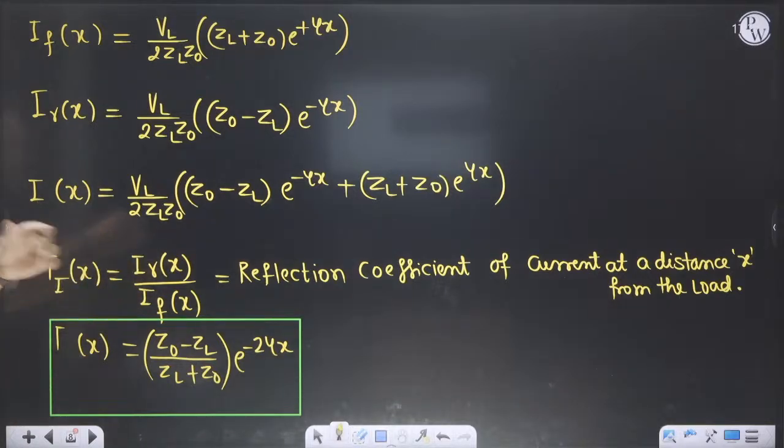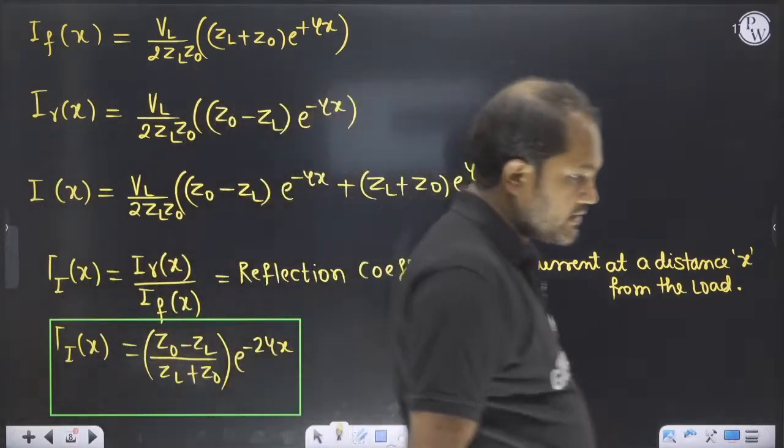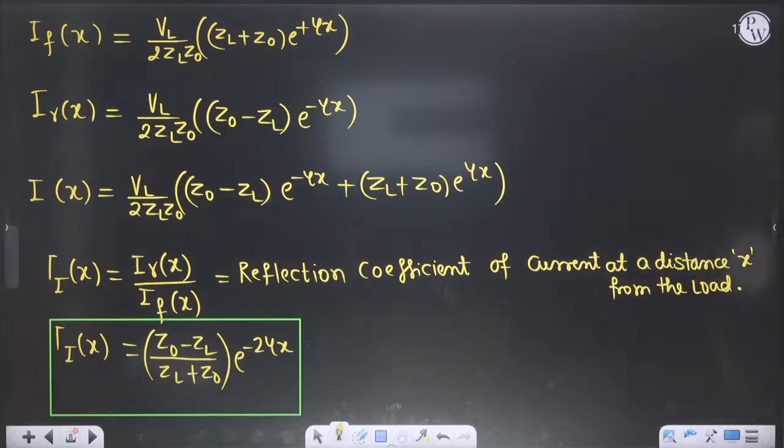So this reflection coefficient of current is IRX upon IFX, and it will be Z0 minus ZL upon Z0 plus ZL e to the power minus gamma x. So this is for reflection coefficient of current. So we have done reflection coefficient of voltage, and we have done reflection coefficient of current.